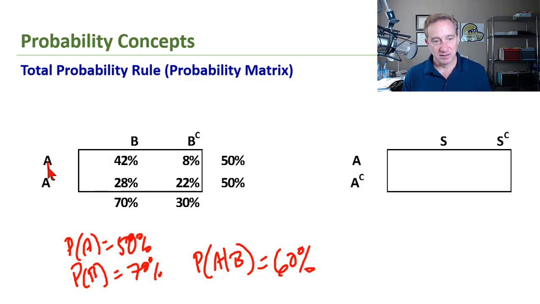What we have here is A and then the complement of A, and B and the complement of B. So inside the matrix we have joint probabilities, 1, 2, 3, 4, 2 times 2. The sum of the joint probabilities equals 100%, and then outside here we have unconditional probabilities.